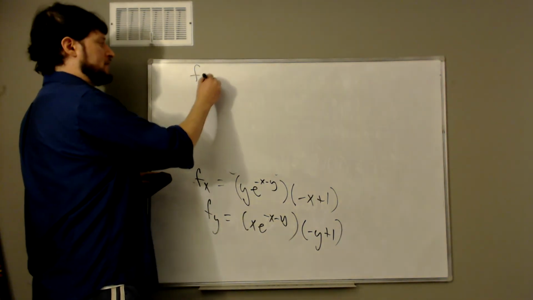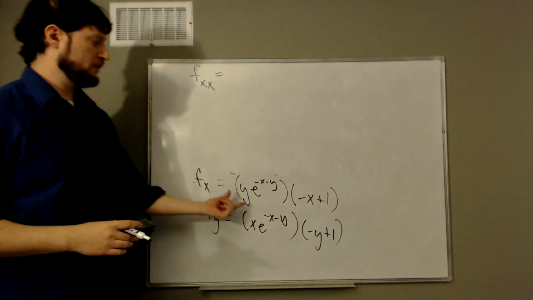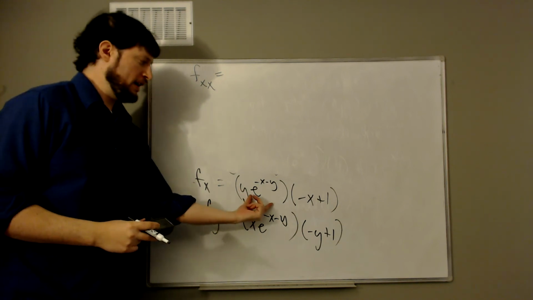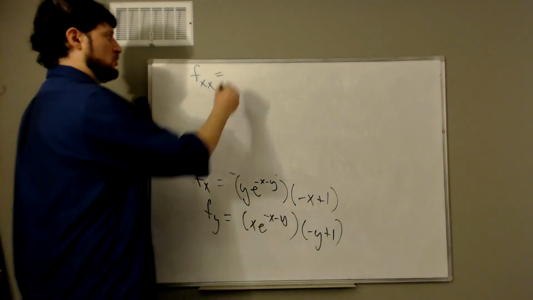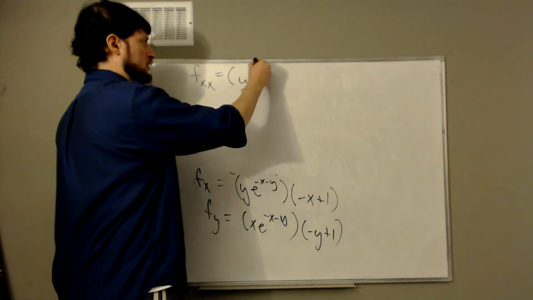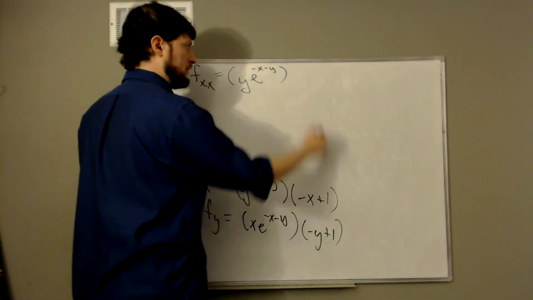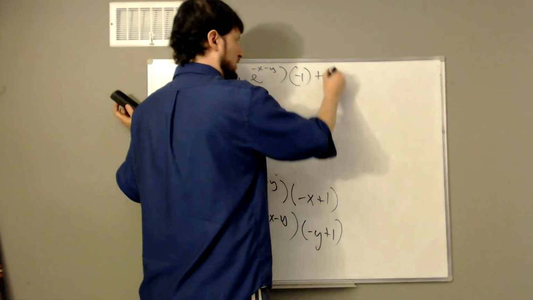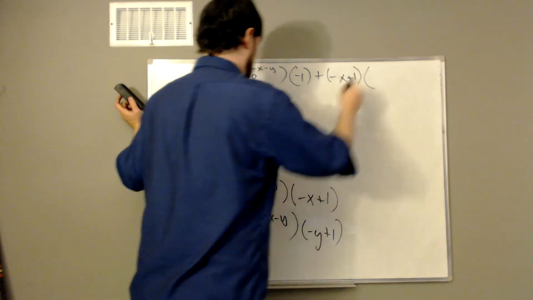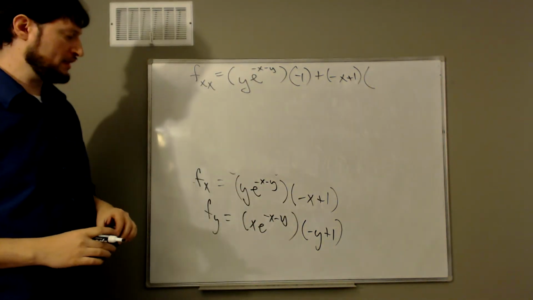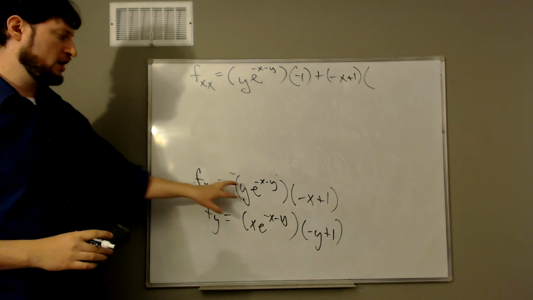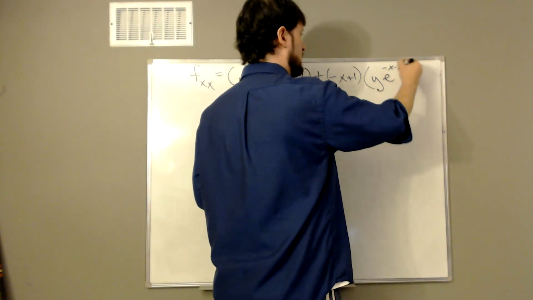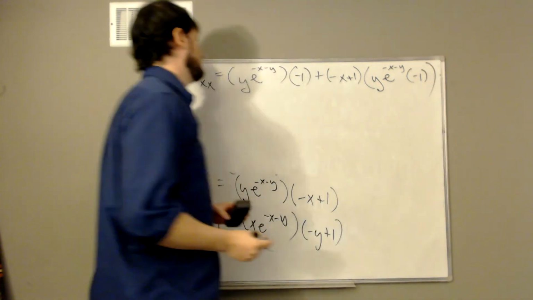So f sub x, taking the derivative of this with respect to x. It's again a product because I've got something with x and I've got something with x. So I need to apply the product rule. First, times the derivative of the second with respect to x is negative 1, plus the second times the derivative of the first with respect to x. With respect to x, y is a constant, so it just goes along. E to the exponent times the derivative of the exponent.